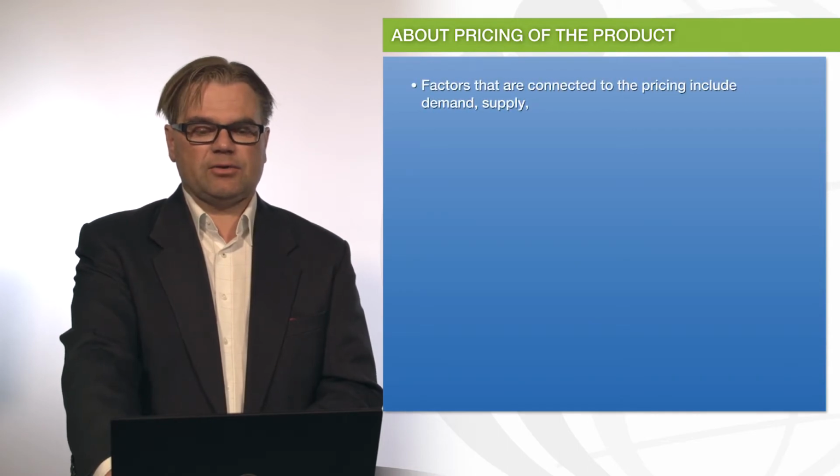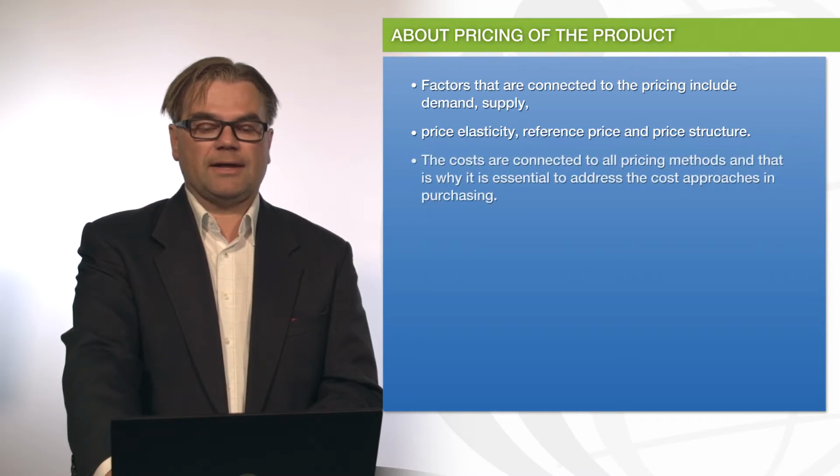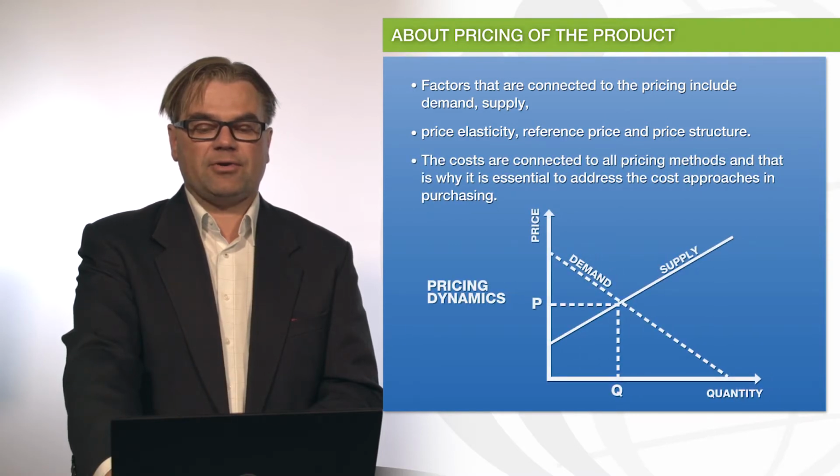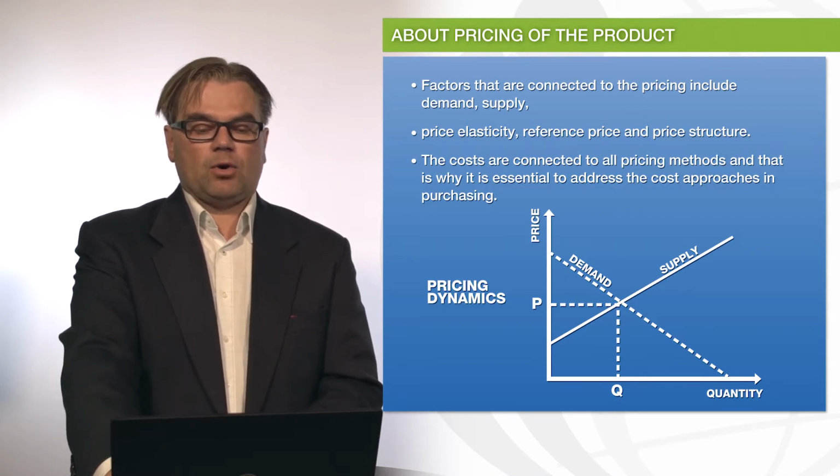Factors that are connected to pricing traditionally include demand, supply, and price elasticity. Also, reference price and price structure are taken into consideration. Reference price is the price which is compared to the competitor's price. The costs are connected to all pricing methods, and that's why it's essential to address the cost approaches in the purchasing. We can look at supply and buyer power.